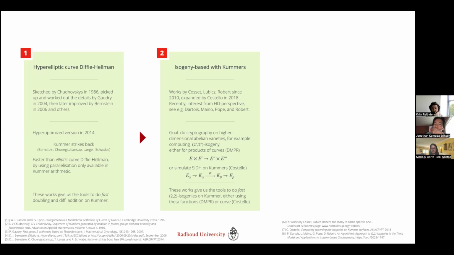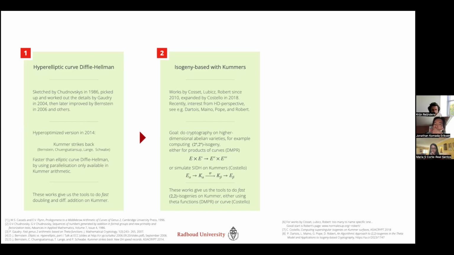And then recently we had this interest coming from this higher dimensional perspective. For example, we know that the SIDH break really relied on computing 2-2 isogenies. And then we had this work recently by Dartois, Maino, Pope, and Robert on how you can get very fast 2^n-to-n isogenies between theta structures. And in the genus 2 case, this matches up to this Kummer surface. Really, these are two perspectives on the same object, either coming from the curve perspective or coming from theta models for level 2. The goal here is really to do cryptography on higher dimensional abelian varieties.